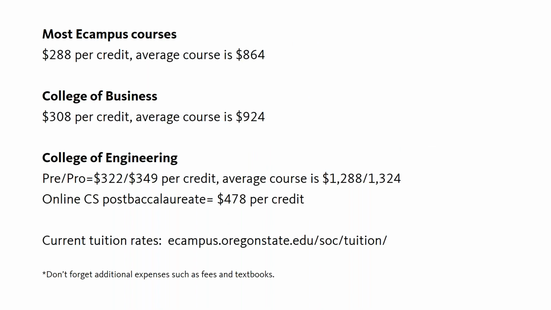Next, we're going to go ahead and talk about the tuition. So for most Ecampus courses, the current undergraduate rate is $288 per credit, and that's a flat fee, whether you're in-state, out-of-state, or out of the country. So an average course is about 3 credits, so that's $864 for a 3-credit course. The College of Business and the College of Engineering have differential tuition rates, so their credits are charged at a different rate. You'll see those corresponding rates on the screen right now.